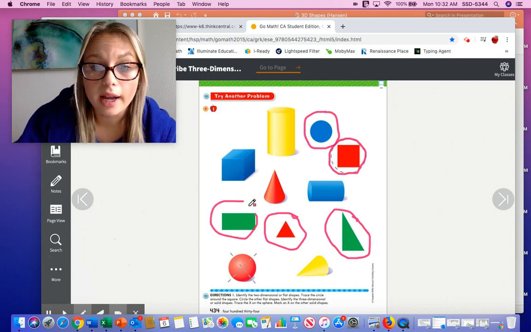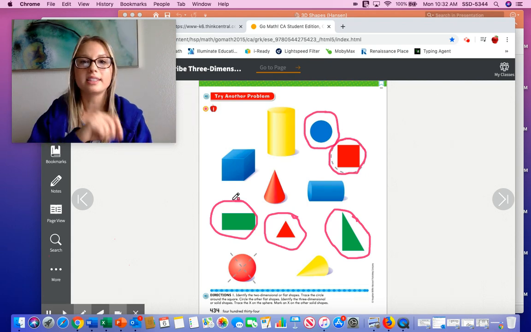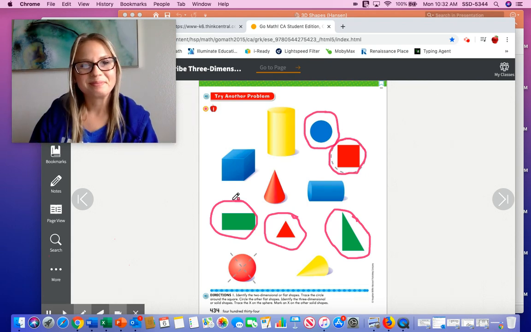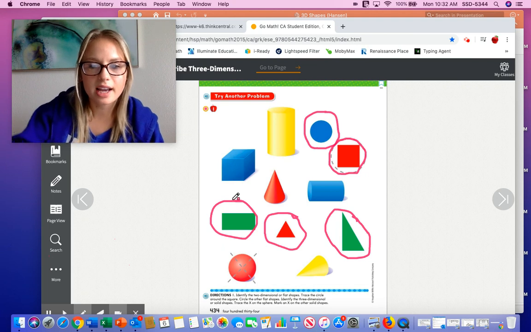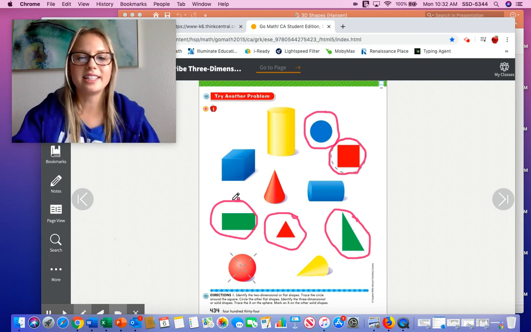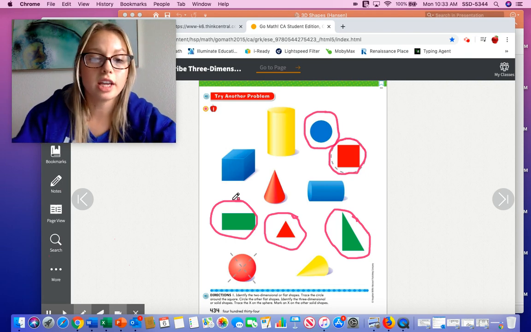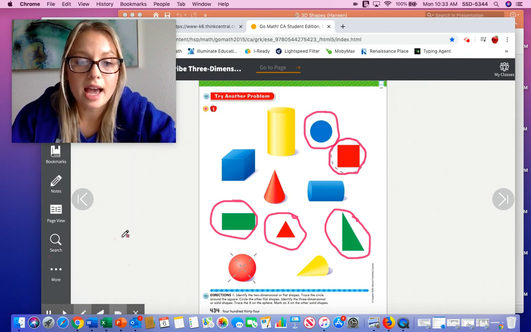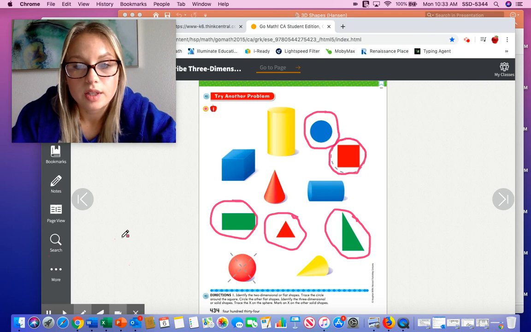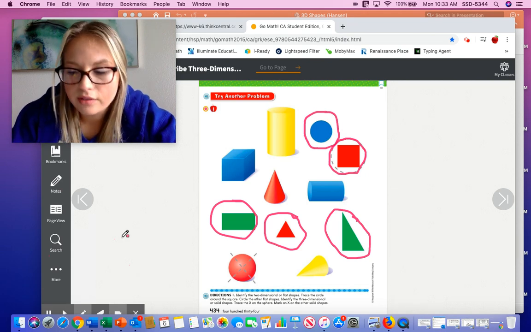This rectangle, right? A rectangle's flat. If I drew a rectangle on a paper, I couldn't pick it up. Good job. All right, now, next direction, say, to identify, that means find three-dimensional or solid shapes. Trace the X on the sphere. Okay, you see where the sphere is? The sphere looks like this.